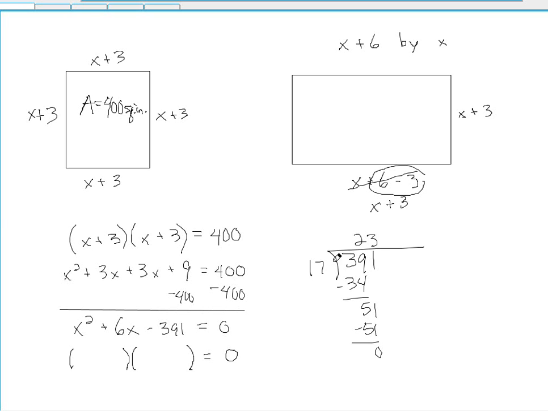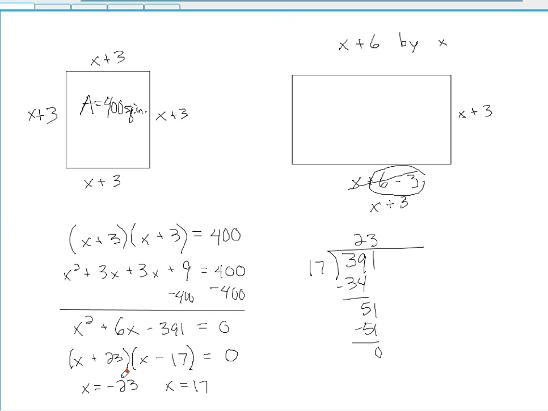And look at your numbers, 17 and 23, with different signs. If you take 23 and subtract 17, guess what you get? Positive 6. So here your solutions are going to end up being negative 23 and positive 17. Now, next.